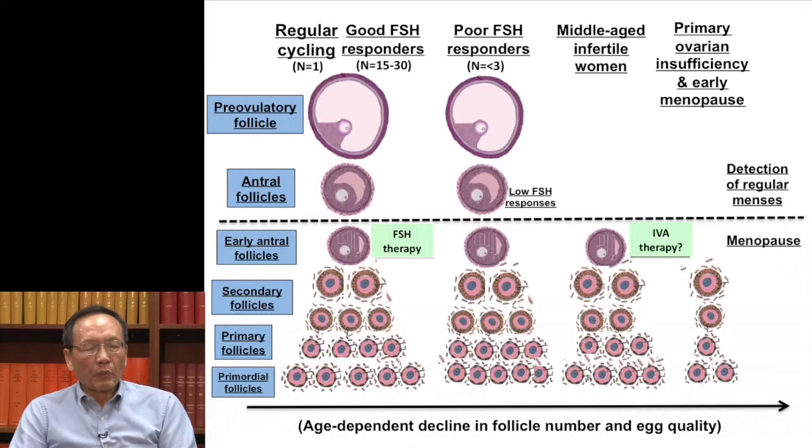And as shown at the bottom, there is an age-dependent decline in follicle number and egg quality. Age is always associated with lower egg quality. The present IVA approach cannot solve the problem of egg quality, but can increase the number of follicles and mature oocytes.